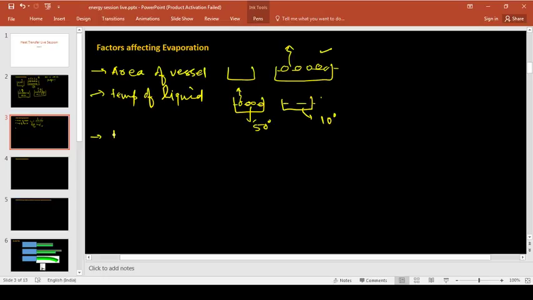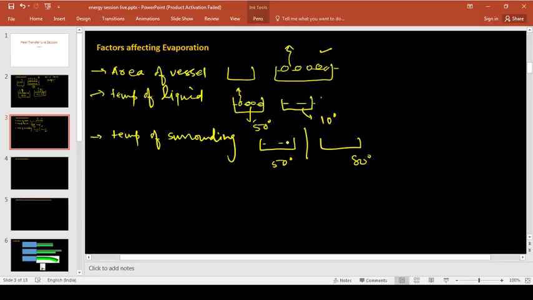Then the third one, people, is the temperature of the surroundings. This means if you keep two identical vessels in two different rooms, one room has a temperature of 50 degrees, another room has a temperature of 80 degrees, and you are keeping an identical amount of water, then from here the possibility of molecules going up would be less, and from here the possibility of molecules going up would be larger, because the temperature is more, so more heat energy can be received by the molecules, and finally they can escape the surface of the water.